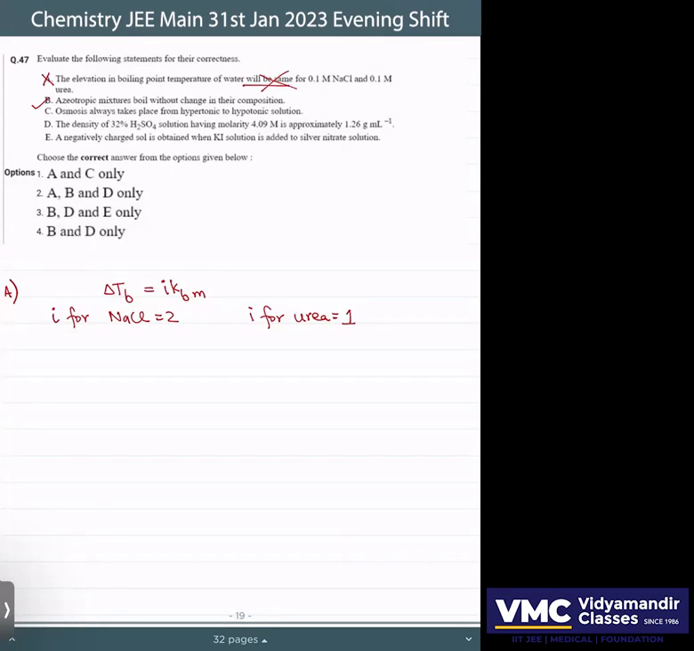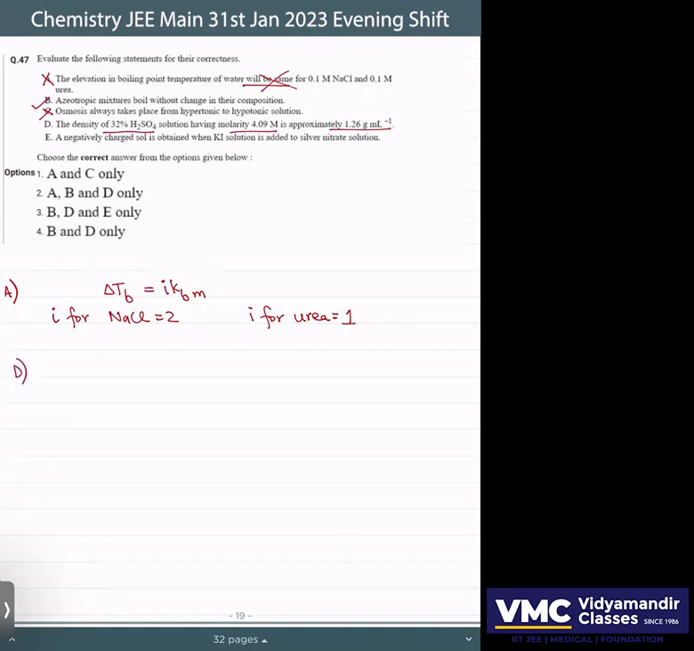Osmosis always takes place from hypertonic to hypotonic solution. No, it is an incorrect statement, because osmosis takes place from hypotonic to hypertonic solution. Option D, the density of 32% sulfuric acid solution having molarity is approximately 1.26 gram per ml.